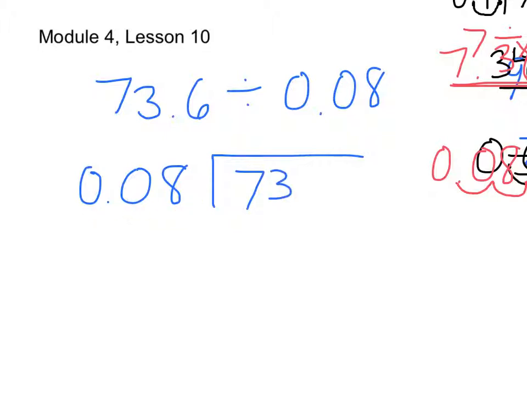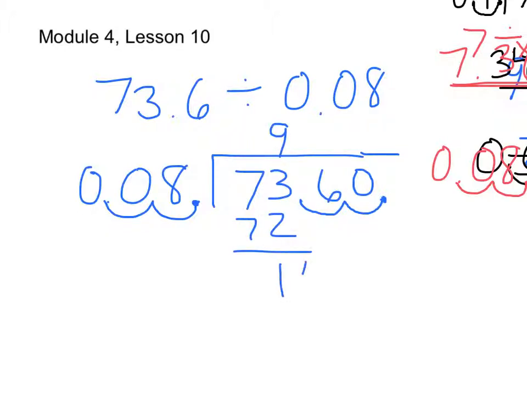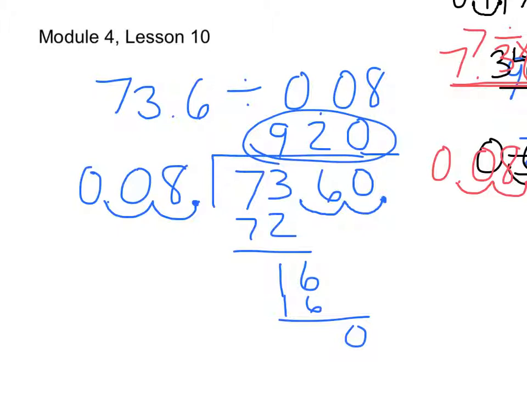73.6. I'm going to do 2 moves. I have to do 2 moves over here. And look, I have to pop in a 0. 8 into 73, 9 times, 72, 1, 16, 2, none left, 0. So because this decimal was in a different place, I got an answer that's 10 times bigger, but the method is the same. Great, I think you are ready to try the practice set.